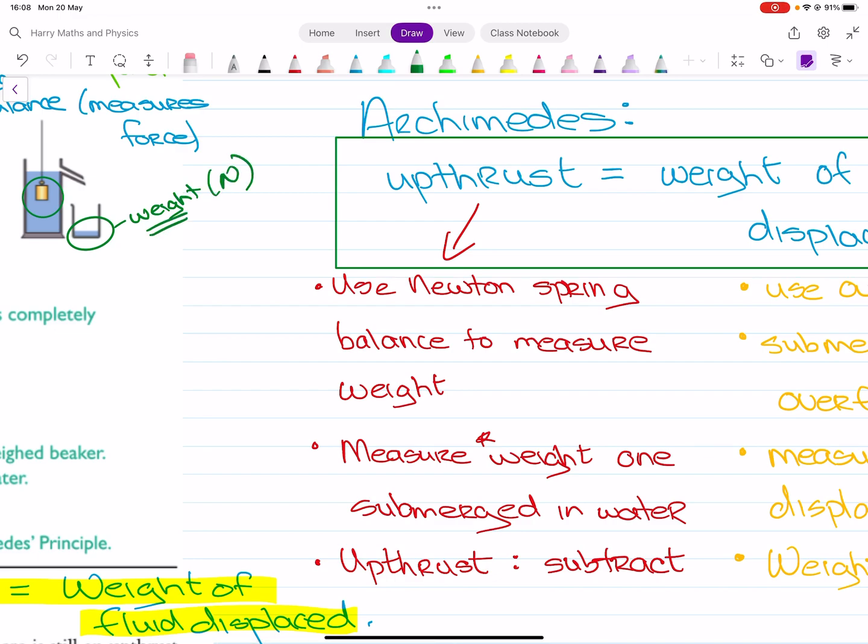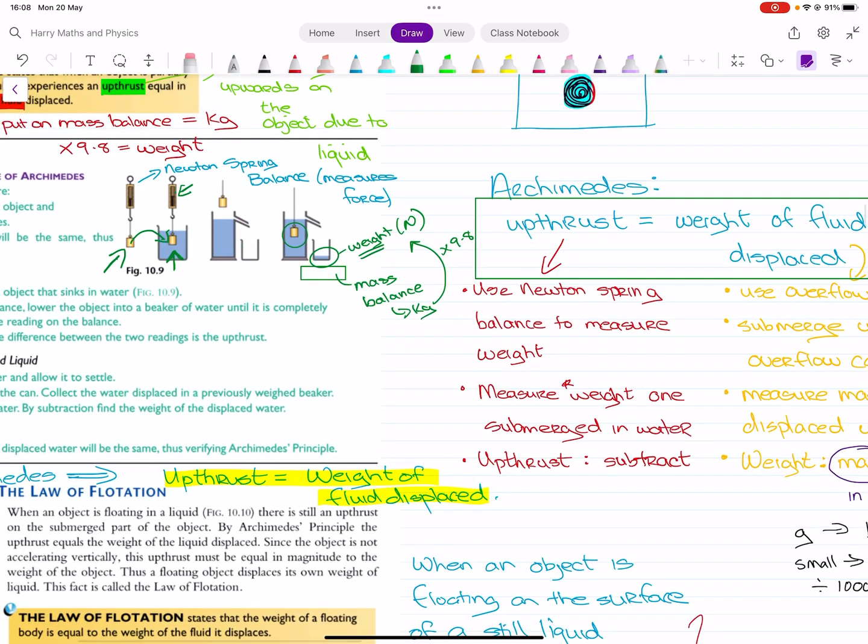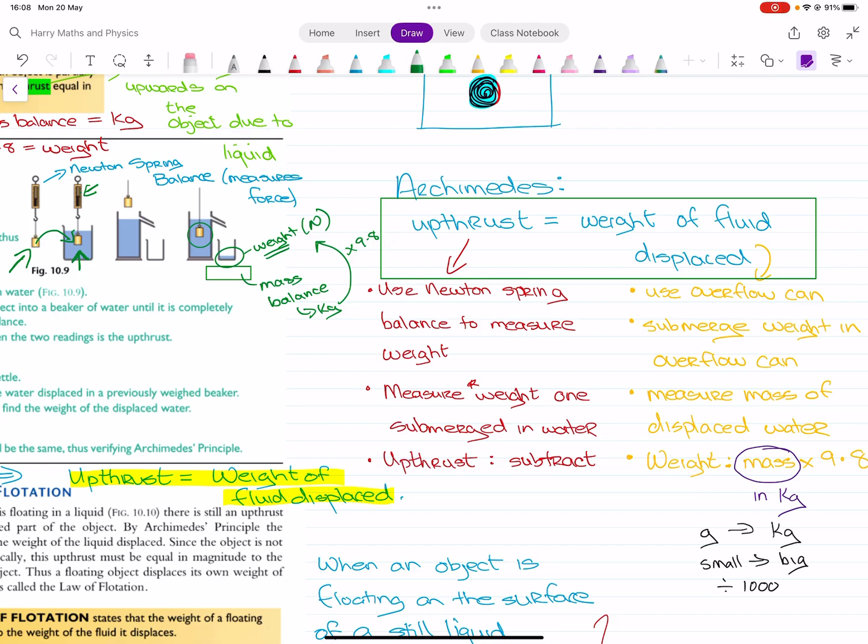So you'll get the mass of it by literally putting it on a scales. So you put it on a mass balance and you'll get the mass of it. But that will give you the mass in kilograms. And then we need to turn that into a weight. So we do that by multiplying by 9.8. And Archimedes' principle says that those two things are the same. So whatever the difference on the Newton spring balance is, that should be the same as the weight reading on the mass balance. Now, like I said, it won't read weight. You'll have to calculate it. Yeah?